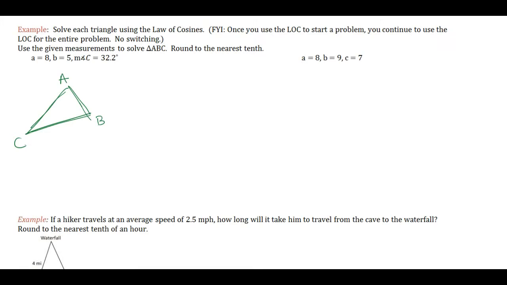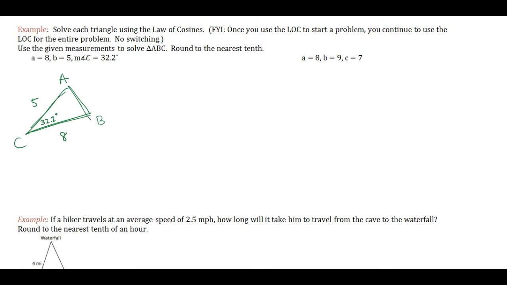Because remember, they told you that this was 32.2. And then across from angle A would be little a. So this is an 8. And across from angle B would be a little b. Now looking at this, I don't have the law of sines. I don't have that magic pair anywhere. So I have to use the law of cosines.